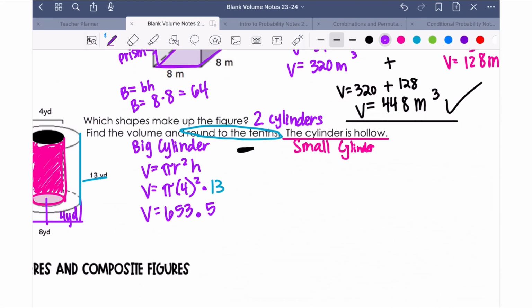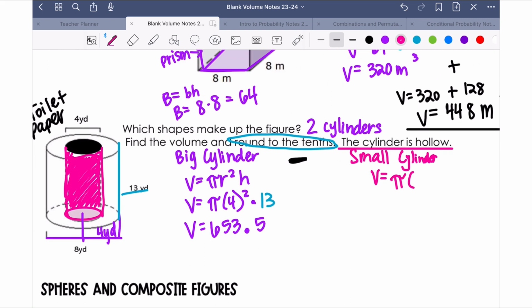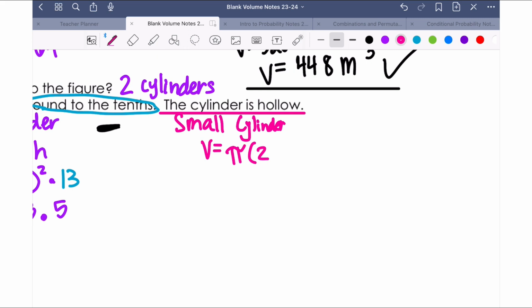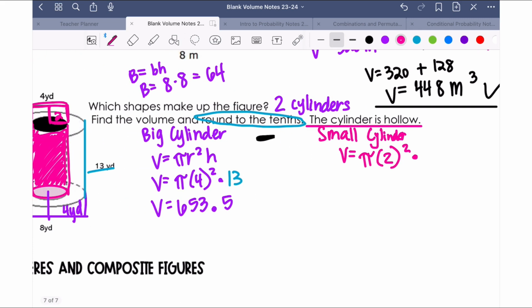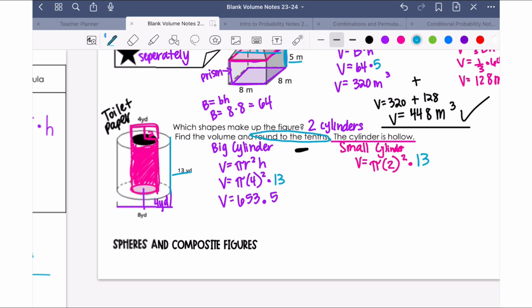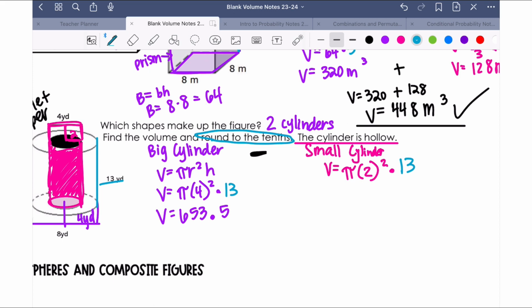Okay, small cylinder. Volume equals pi. What's my radius for the small cylinder? For the small one, they put it up here. The diameter is 4, so what's half of 4? 2. So 2 squared times the height. The height is the same inside, so still 13. Okay, do y'all notice? The height's not different. It's the same.